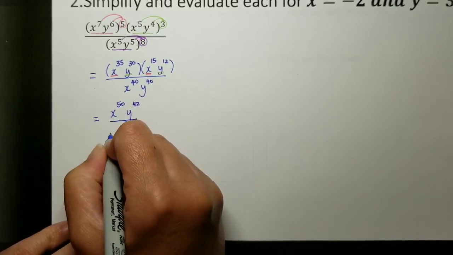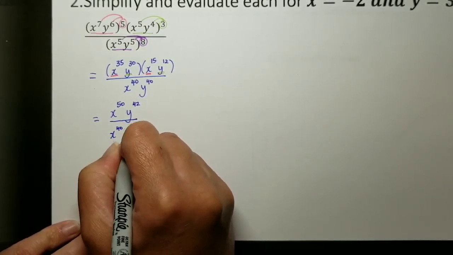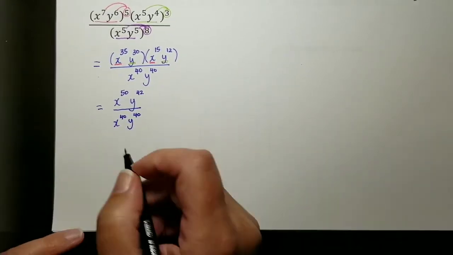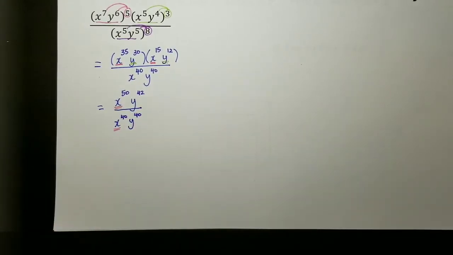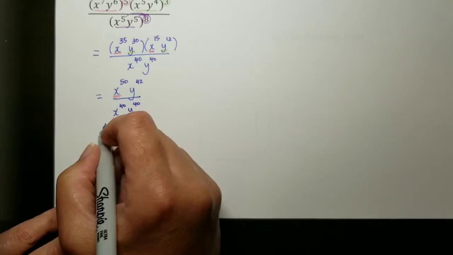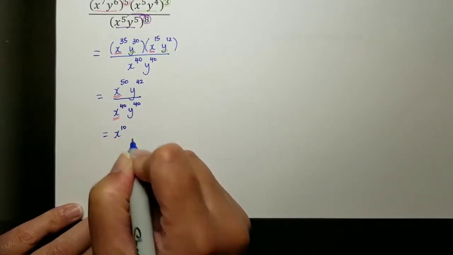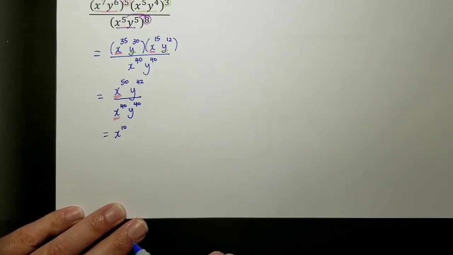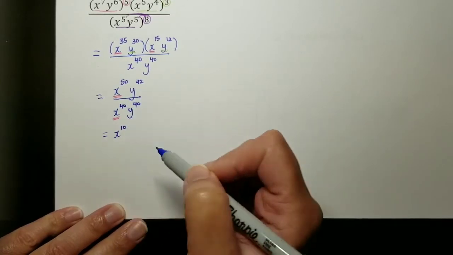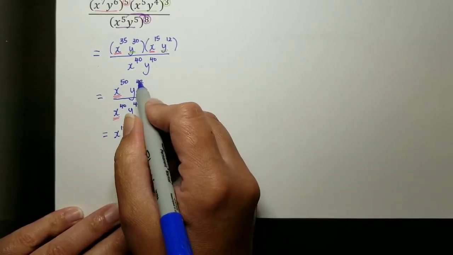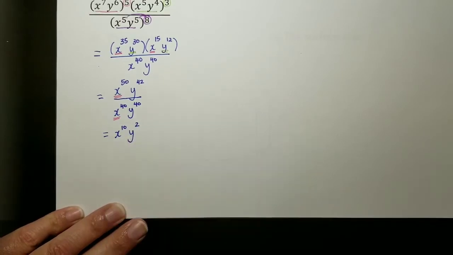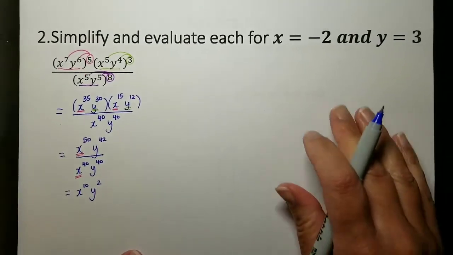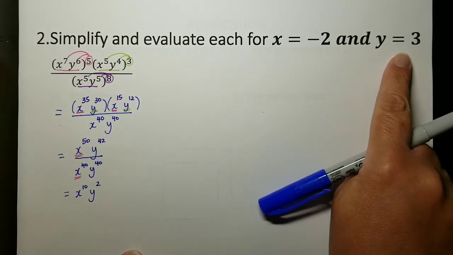This will be divided by x to the exponent 40 and y to the exponent 40. Okay, now again, we're looking for common bases with our division. We've got an x to the 50 and an x to the 40. When I divide, I get x to the exponent 10 by subtracting the exponents, keeping the base the same. With the y's, I'm doing y to the 42 divided by y to the 40. 42 take away 40 is y squared. Now this is as simplified as I can get it, and now I'm ready to look at substituting in these numbers.